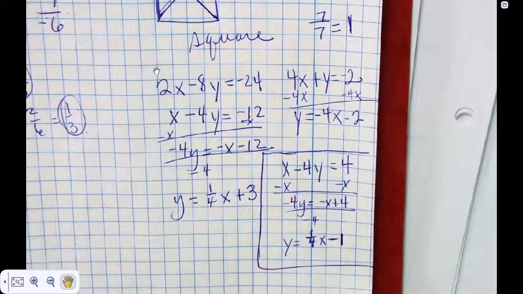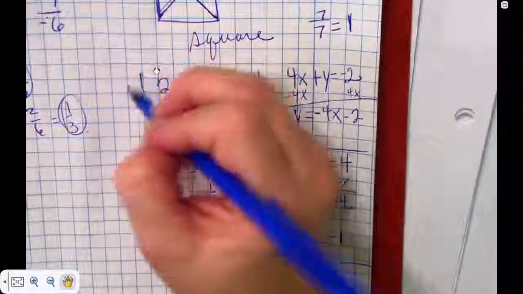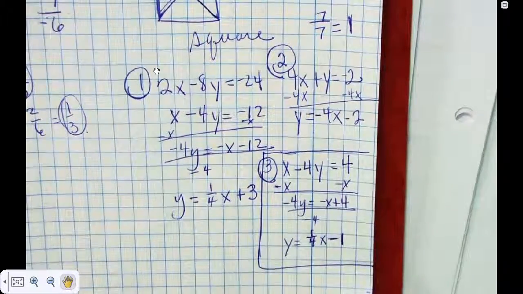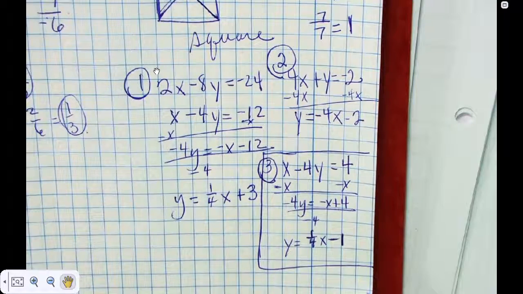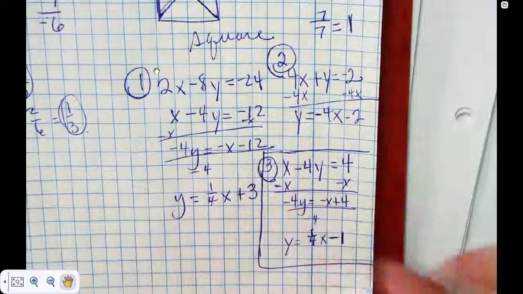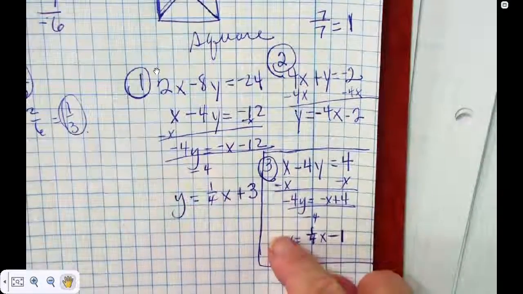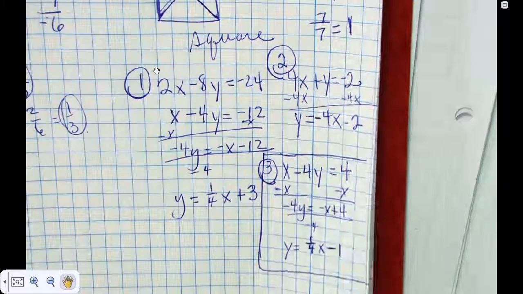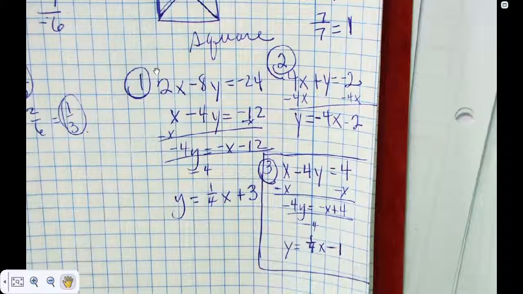Okay, we're looking at all 3 of those equations. Which 2 are going to be, I tell you what, let's number them. That was 1, that was 2, and that was 3. Which 2 are parallel? 1 and 3. Guys, the same slope are parallel. So 1 and 3 are parallel.